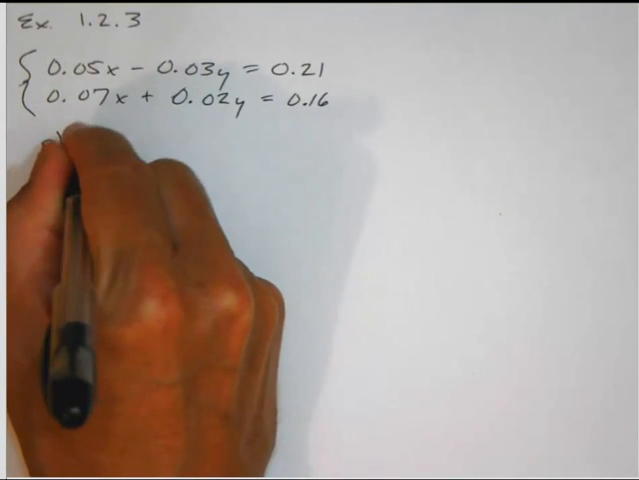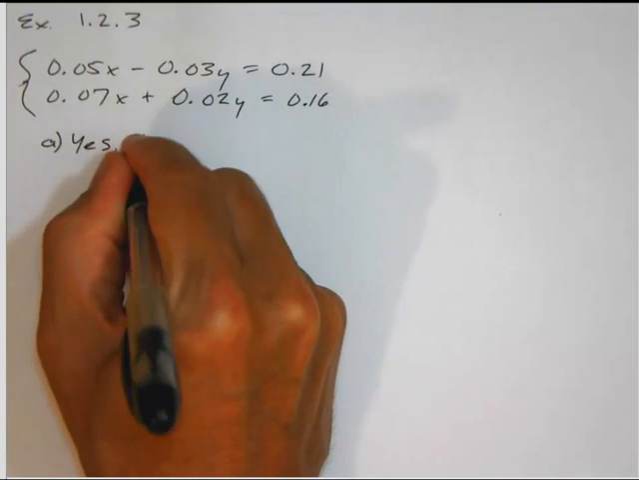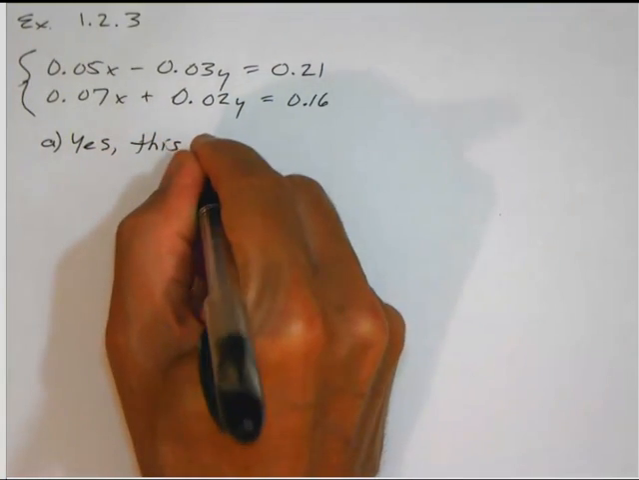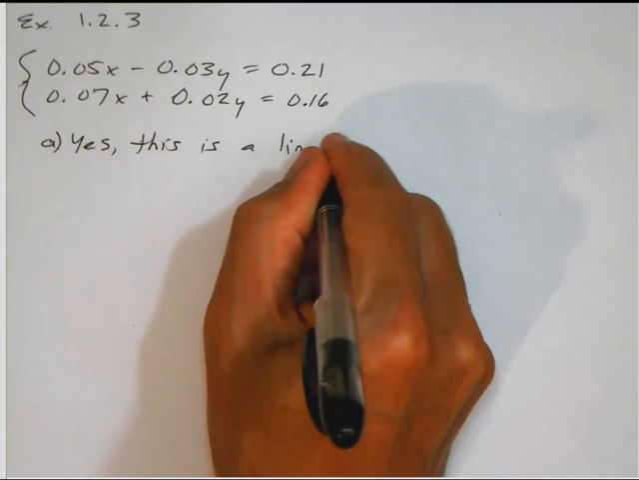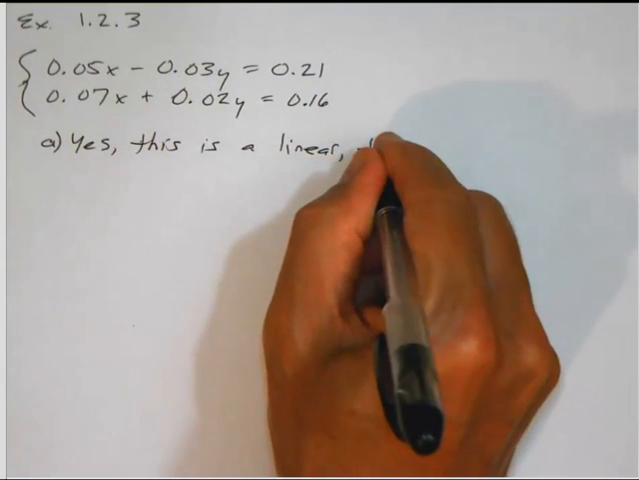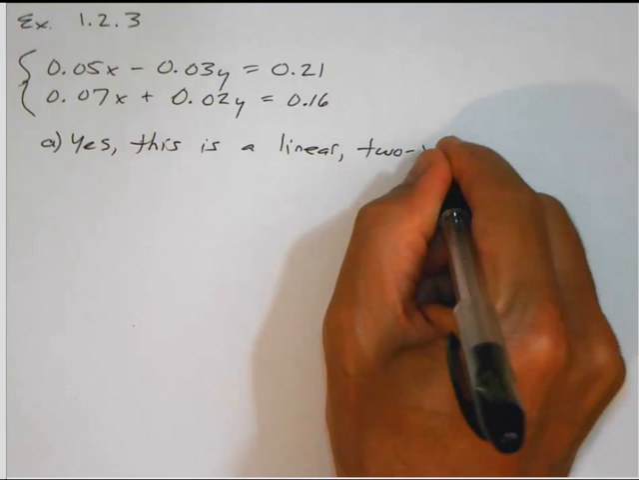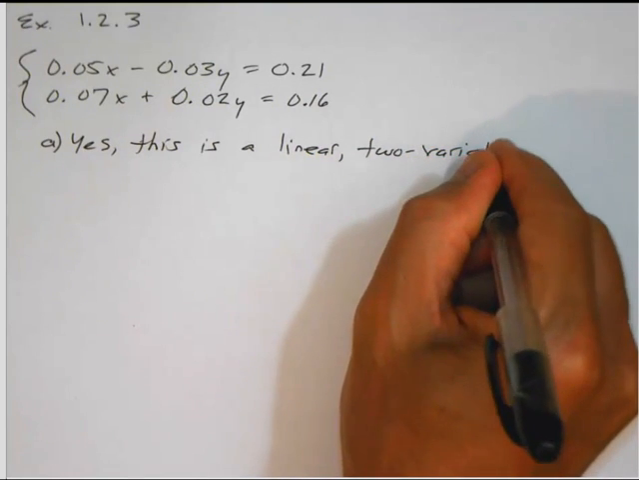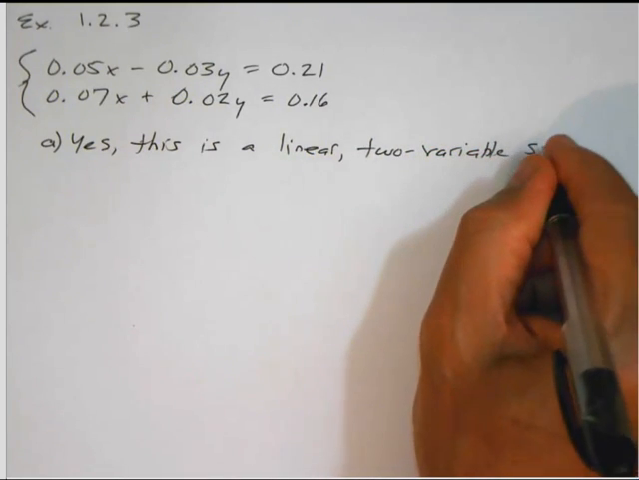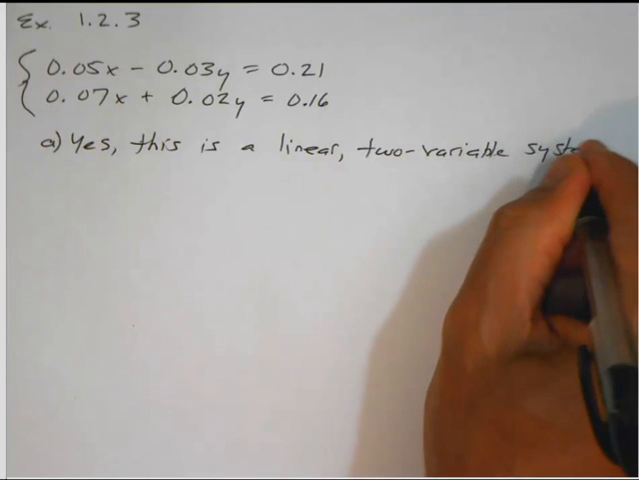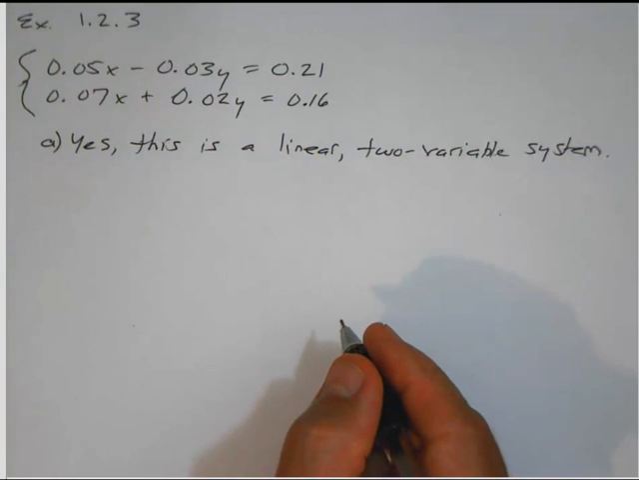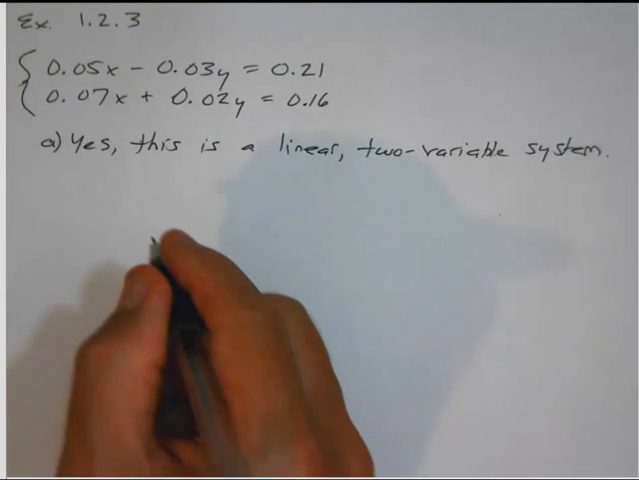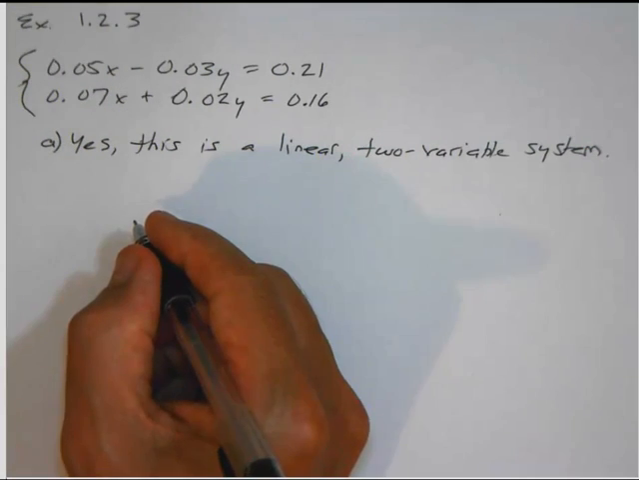Part A, yes. This is a linear 2 variable system. Well, that means we're responsible for part B of this, which is to now solve this on the TI-84 Plus calculator.